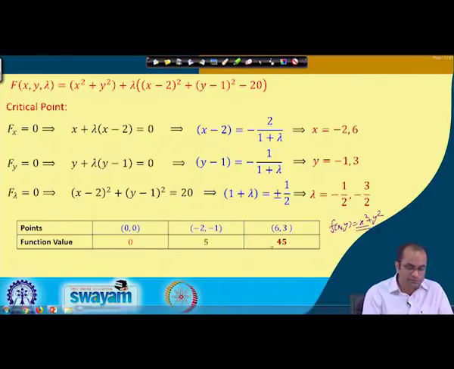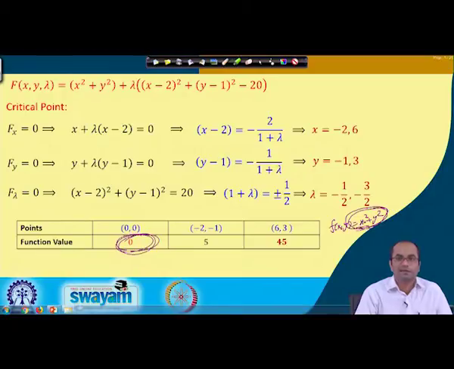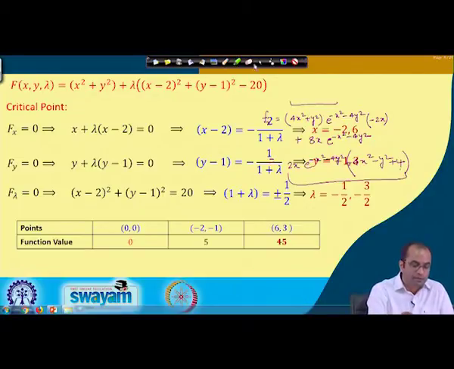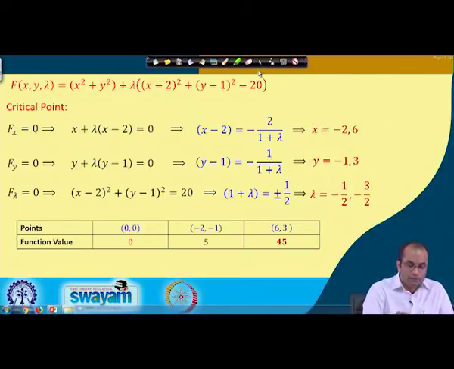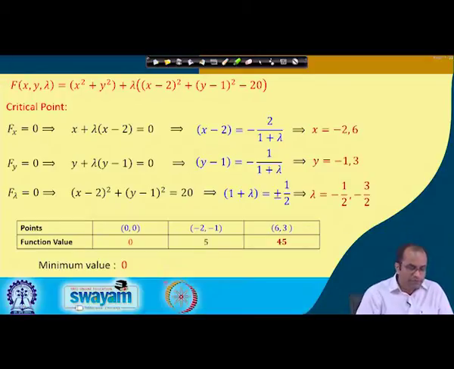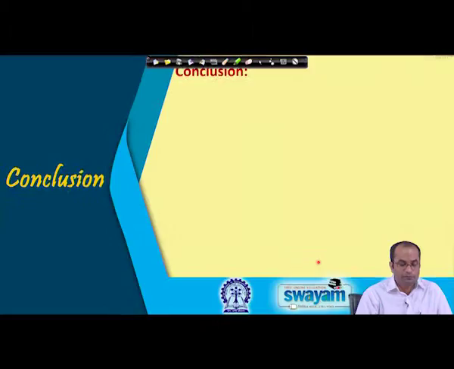So, we have these function values, and we realize now that this is the minimum value the function takes, which is naturally true, and directly we can get it from the function itself. The function is x square plus y square. So, the minimum value will be 0 because it has to be greater than or equal to 0. So, the minimum at 0 0 will be 0, and the maximum value is attained at the point 6 3, and the value of the function is 45. So, we have the minimum value 0 and the maximum value of this problem is 45.